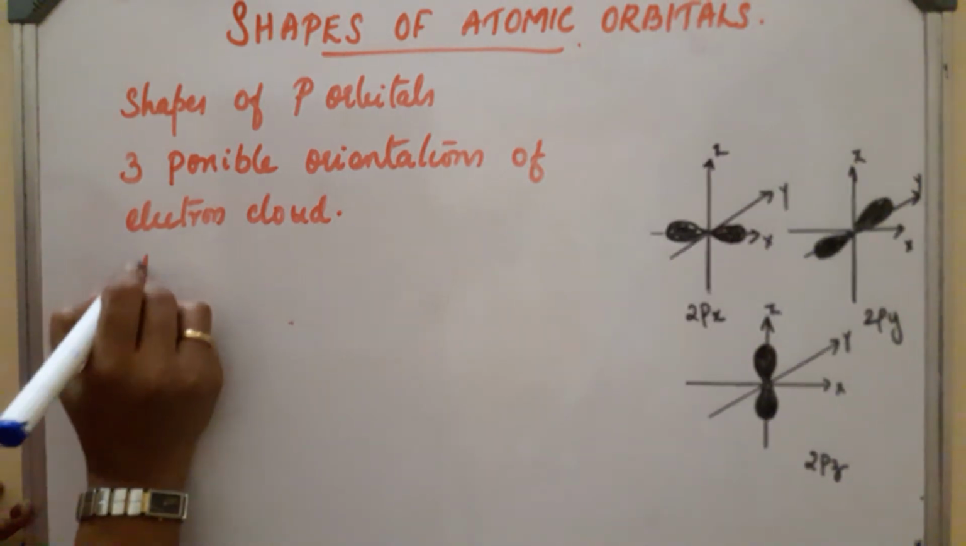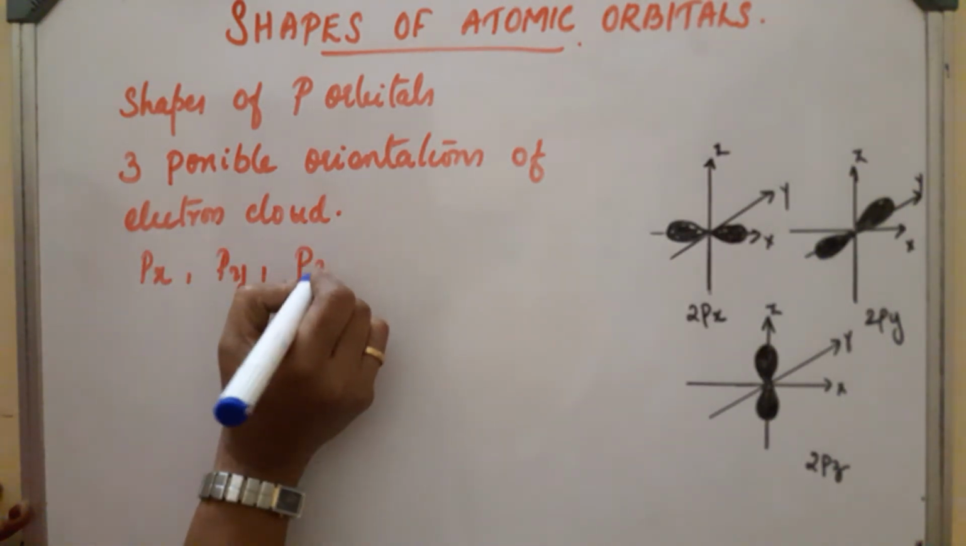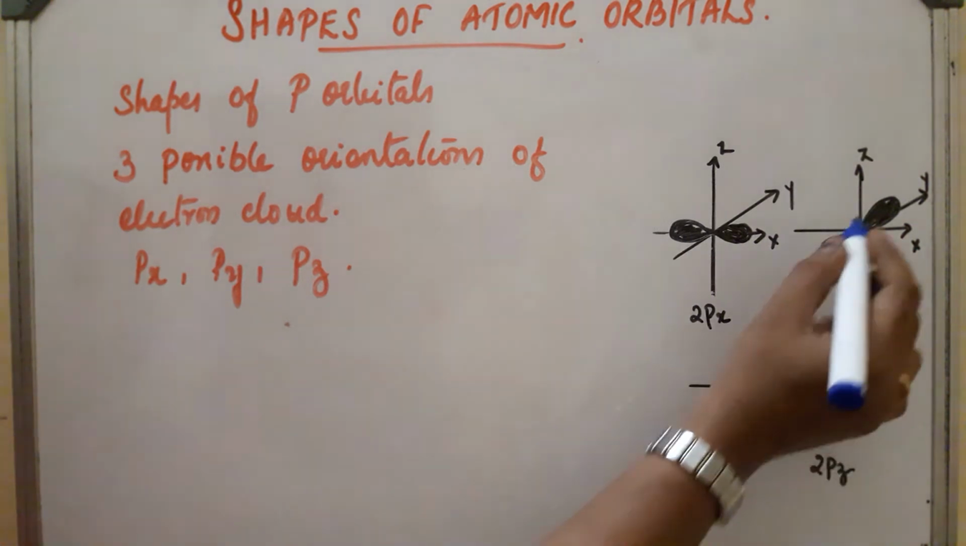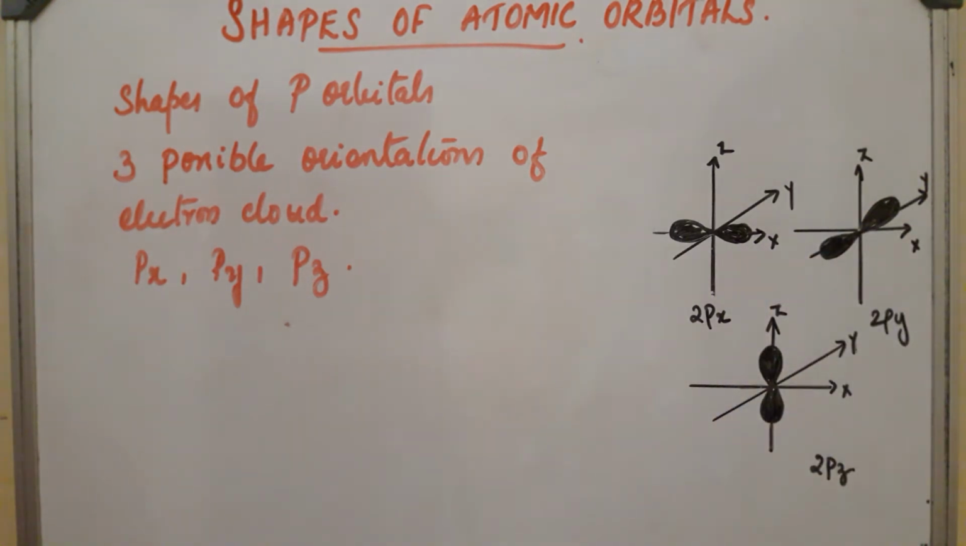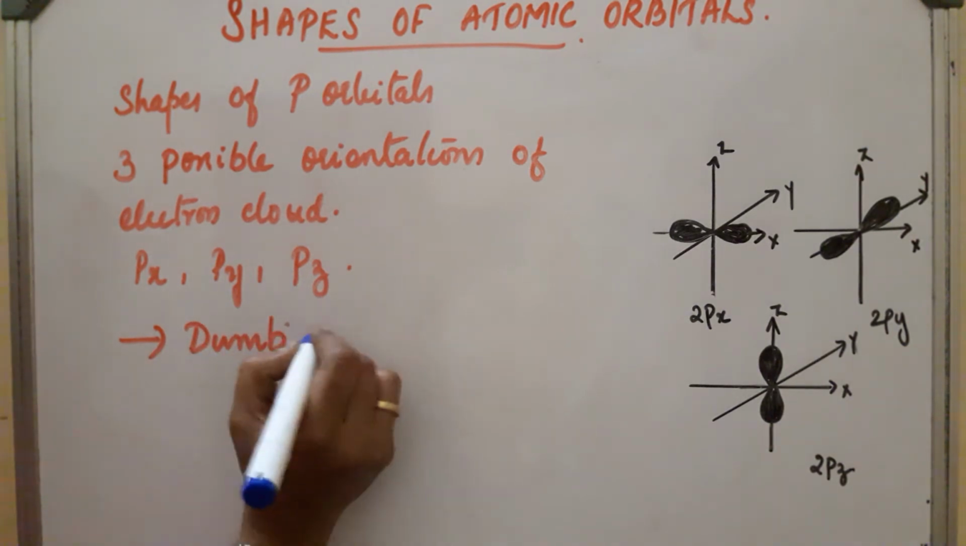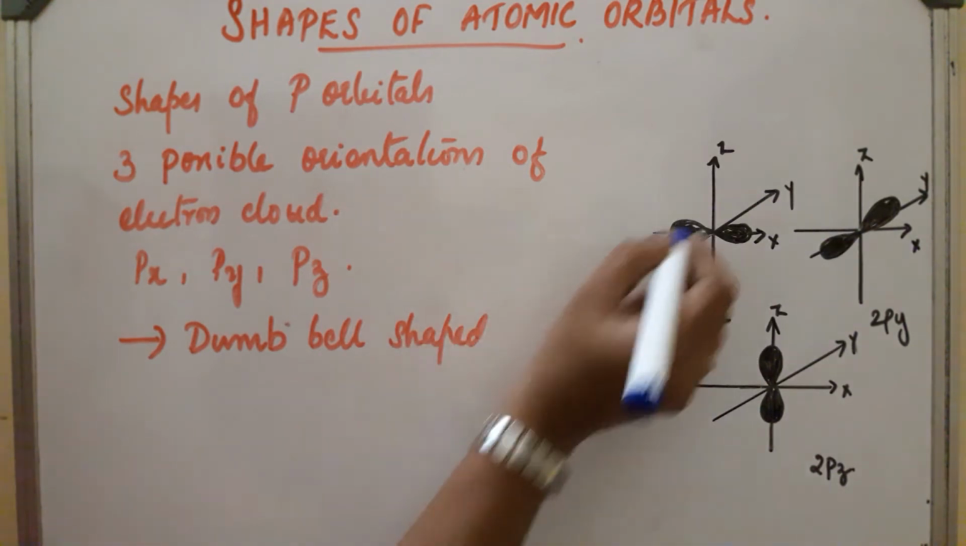And they are designated as px, then py, pz. In the case of 2p orbitals, the three orientations are given. Depending upon the axis along which they orient, the p orbitals have a dumbbell shape. It's the shape of p orbitals.